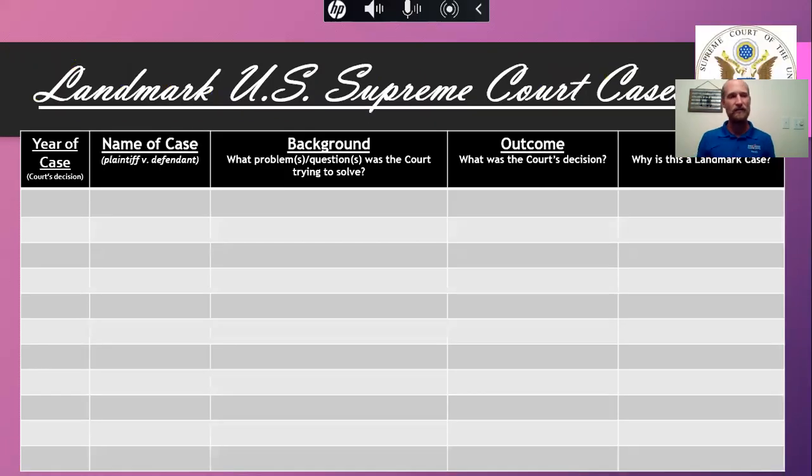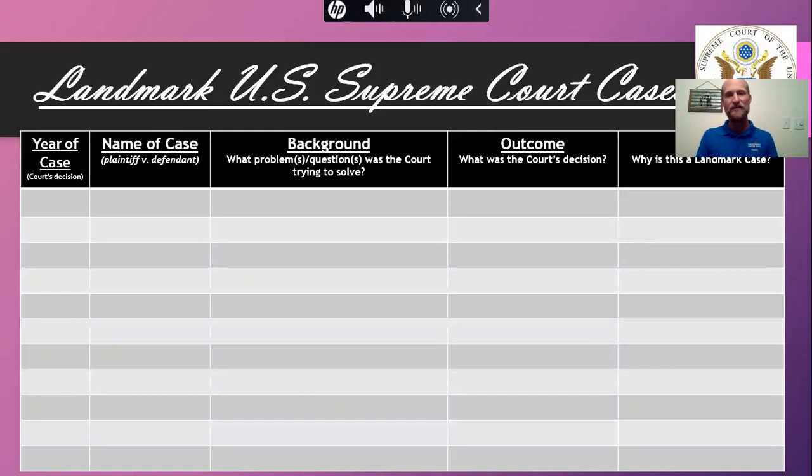So let's take a look at your Supreme Court case chart. In this chart, I want you to keep the information relatively simple. You don't need to write paragraphs for all of this, although we could. The first column is the year of the case. It's not the year the case started. In this case, it would have been 1801. But when we talk about Supreme Court cases by their year, we're talking about the year the court made a decision. So in Marbury versus Madison, the court made its decision in 1803.